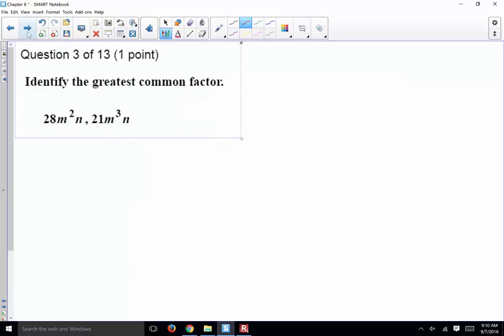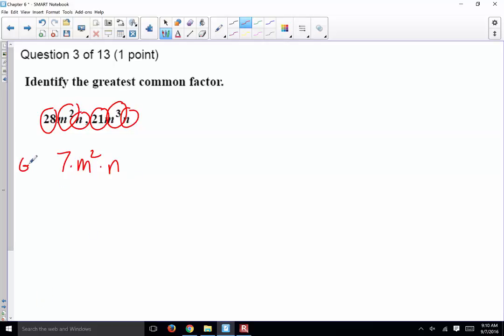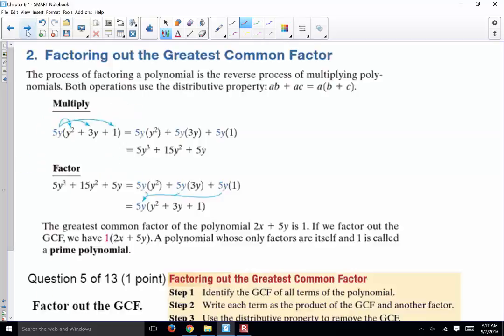But for more complicated situations like this, you look at what's common between numbers, just like I did with 30 and 63, and it was 7 here. What's common between m squared and m cubed? It was m squared and n, and we multiply these together. That's the GCF, greatest common factor.